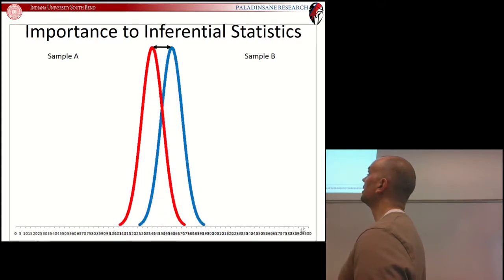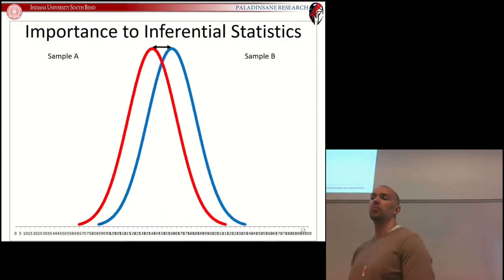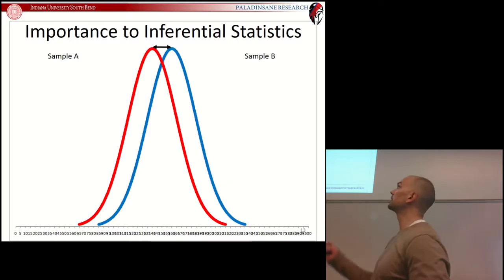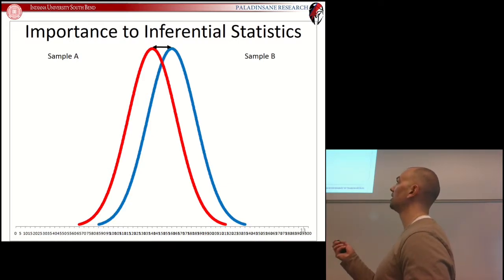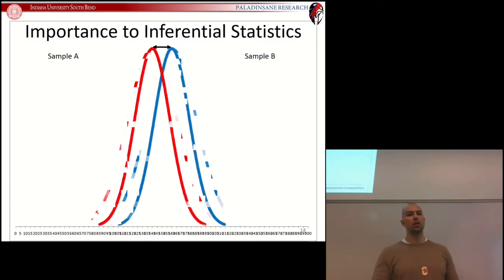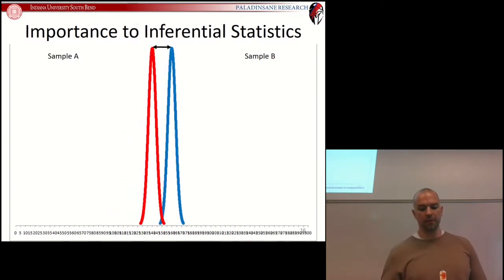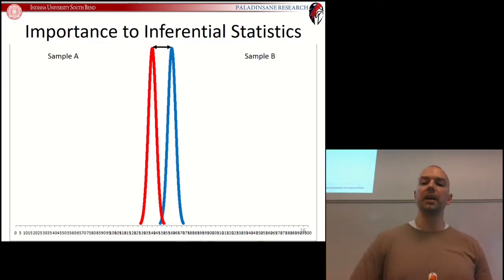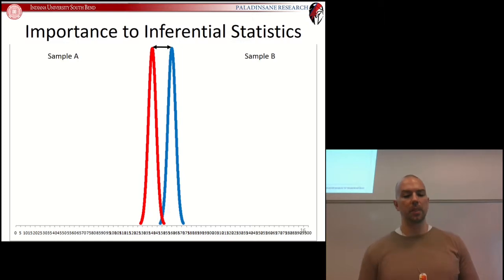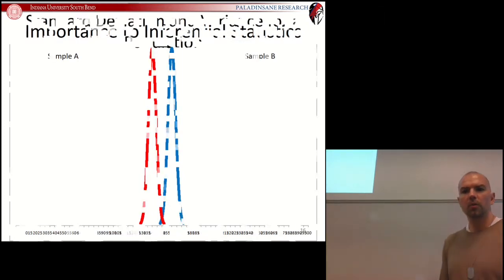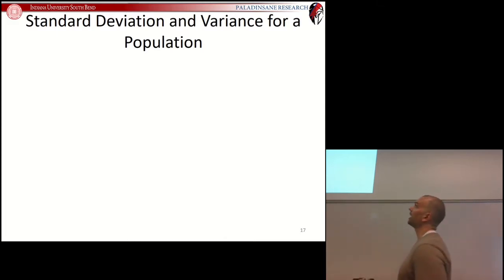Whereas here, inferential statistics would say, probably not a real difference between these two populations, because they're super close and they're super overlapping. So that's just your kind of foreshadowing to inferential statistics. It takes into account both the mean and the variability when making a decision if there's a real difference between two populations.